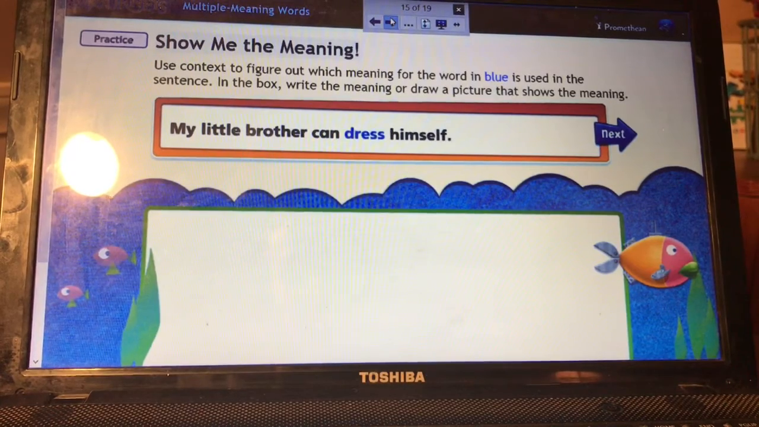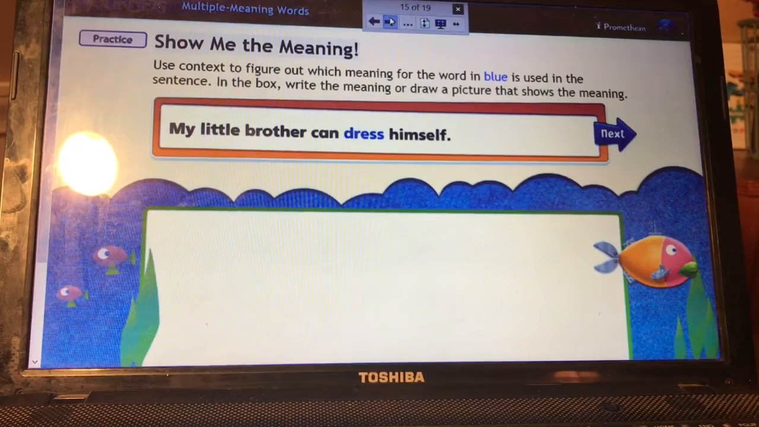One more. This sentence says, my little brother can dress himself. You use dress in another context. What's another meaning of the word dress? This one says, my brother can dress himself. How else can you use dress in a sentence?